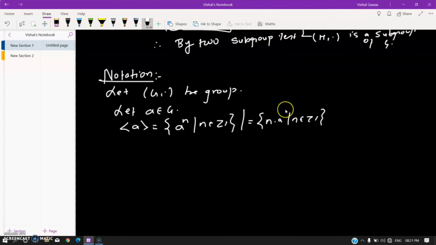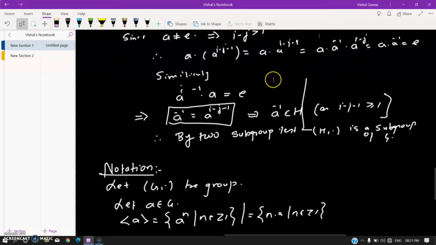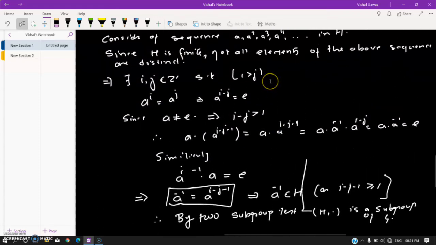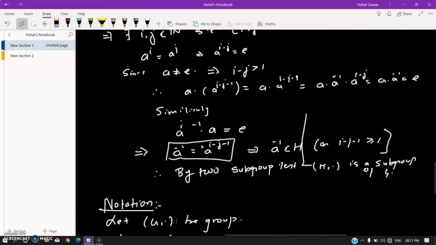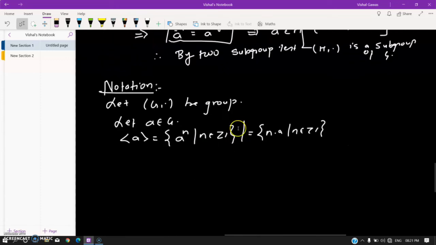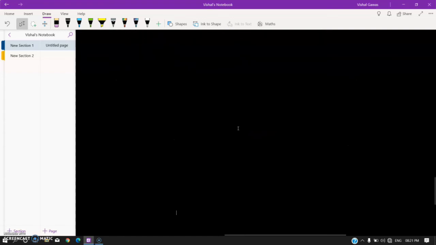Just a moment, I think I've made a mistake somewhere in the above proof, because I was talking about the positive powers. Of course, that doesn't make any difference, but let's be very precise in our proofs. So let me take this to the end. It doesn't really change anything, but I've taken positive powers, so let's be precise. I hope that doesn't change anything from your side.